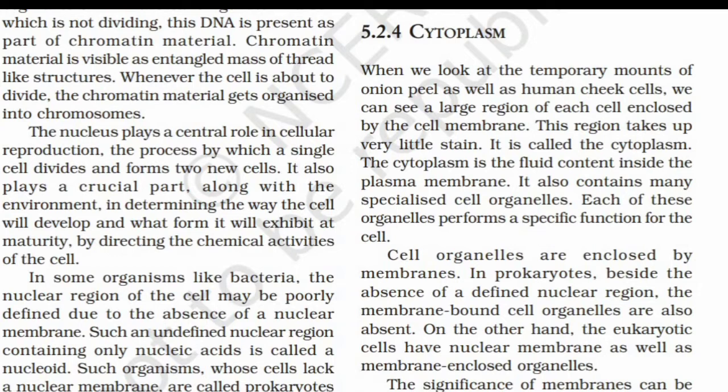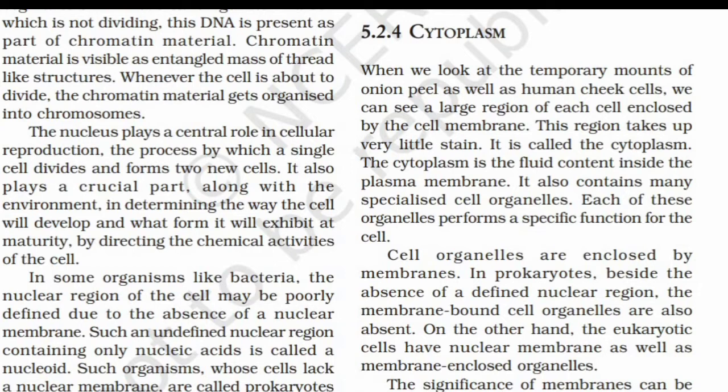It is cellular reproduction. What is cellular reproduction? What is the main role of nucleus? Cellular reproduction is the process by which a single cell divides and forms two new cells. It also plays a crucial part along with the environment in determining the way the cell will develop and what form it will exhibit at maturity by directing the chemical activities of the cell.